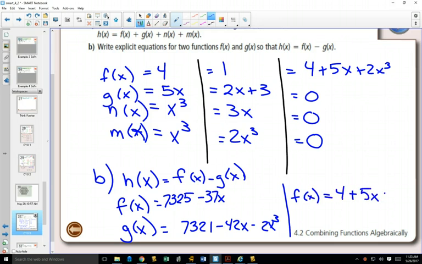Yeah, 4 plus 5x plus 2x cubed, and you make g of x 0. Subtract nothing, you get what you started with. So these questions almost never come up on the exam like this. But they could come up on the exam sort of like what I did here. They give you one of them, you have to find the other one. Or they tell you that none of them can be 0. So then you have to work with that situation.